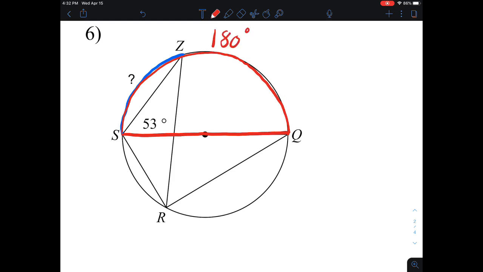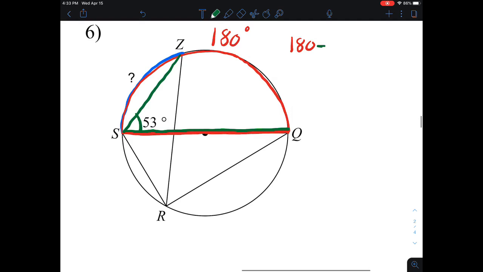And we try to figure out how that helps me if the entire arc is 180. Well, I know 180 is that whole measure. Now, to solve for the piece that I'm looking for, I want to subtract the measure of the arc that goes from Q to Z, because we're given this angle right here, which happens to be 53 degrees. And that would be this piece right here that I want to subtract.